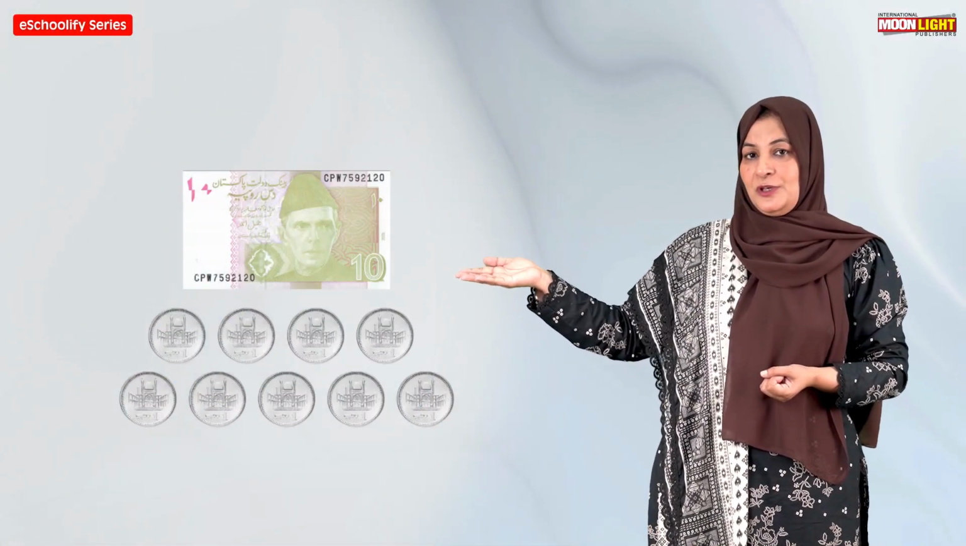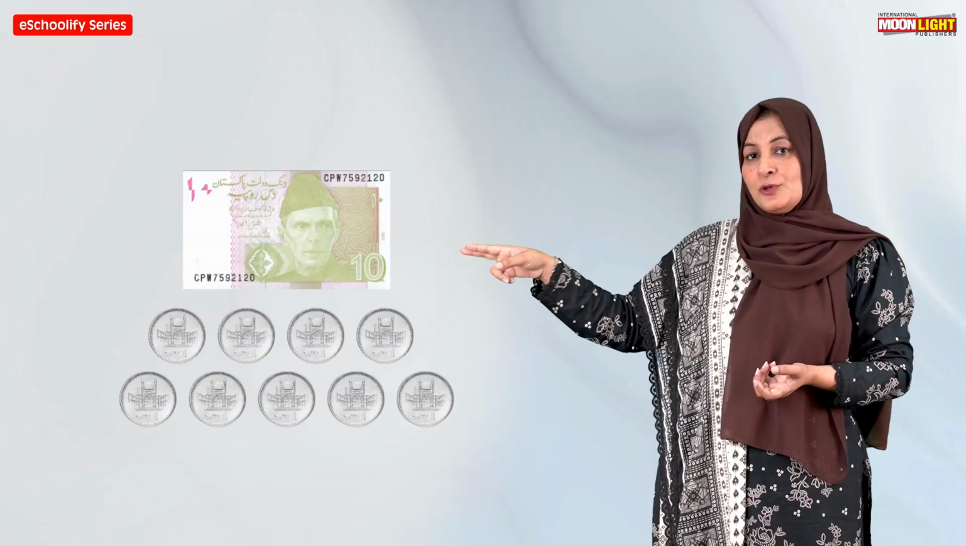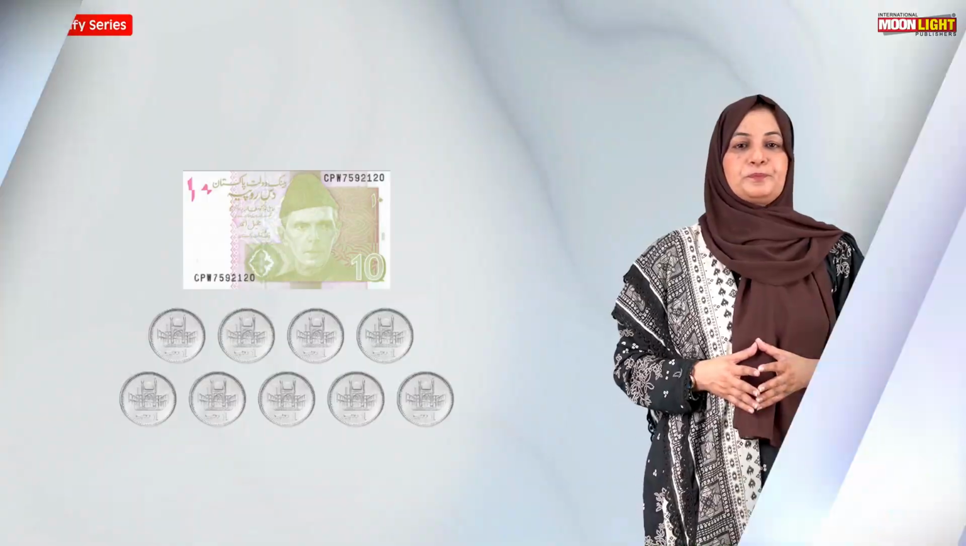Okay? So it's very important to bring money into the classroom and visualize it, a 10 rupee note and coins. These are 9 coins. 1, 2, 3, 4, 5, 6, 7, 8, 9. 9 coins. It's a 10 rupee note, 10 and 9, 19. 10 and 9, 19. Okay.